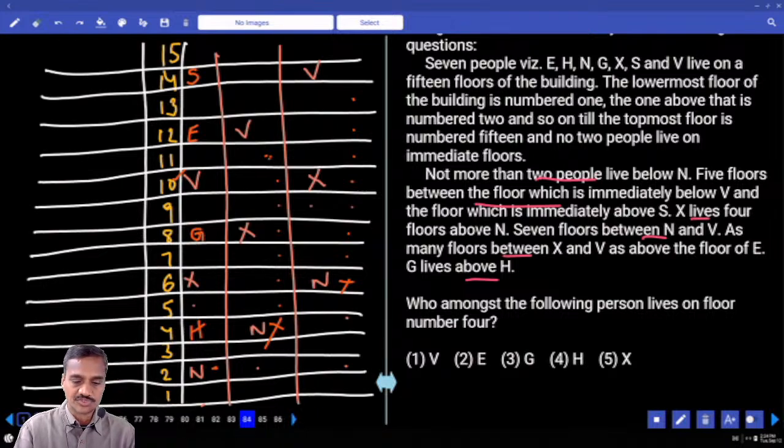Now this is about question numbers 84 onwards. Yes, please make a note of this one. And in this 84, who among the following persons lives on the 4th floor? That is floor number 4. Floor number 4, who is that person? H. Choice for question number 84.